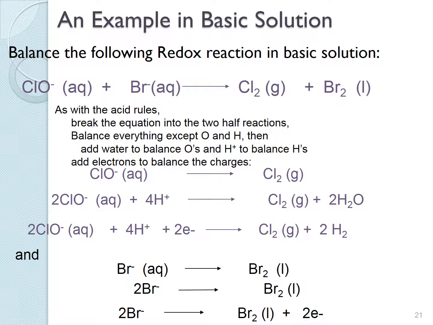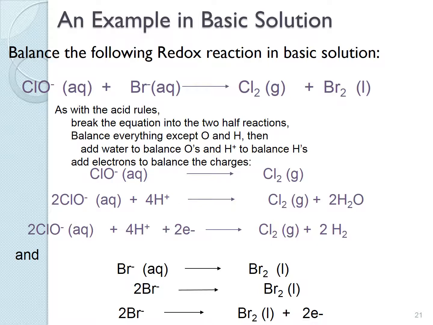And then just another common mistake, at this point, if you're putting electrons on the same side of the arrow, you've done something wrong. The reduction should always have them on the left, and the oxidation should always have them on the right. So you've probably made some mistake along the way if it turns out you're trying to add them on the same side.